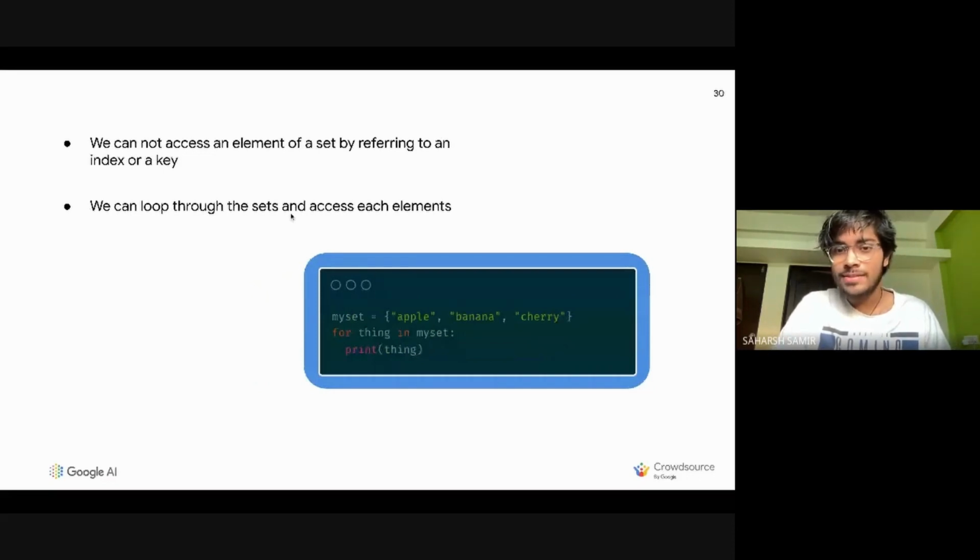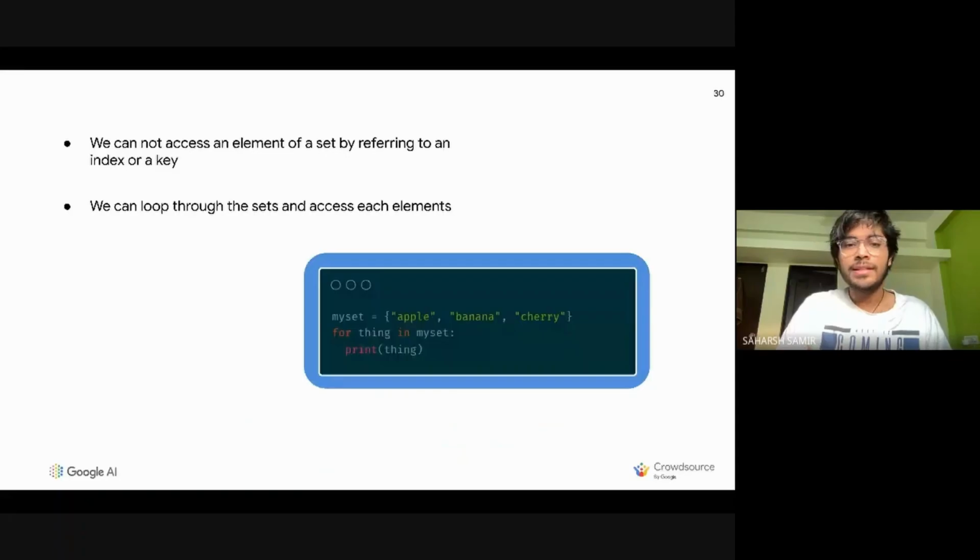As I said, there are no keys or index in sets. So how do you access each element that you want from a set? The short answer is that you can't. If you want to access the elements from the set, the only thing you can do is iterate, or run a loop over the set. You will learn about loops later on.